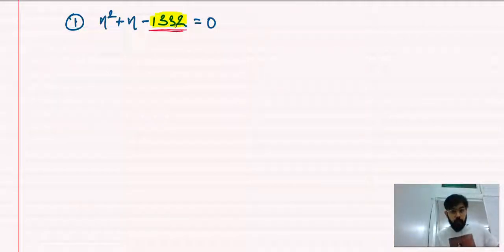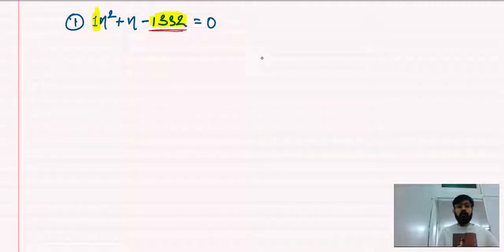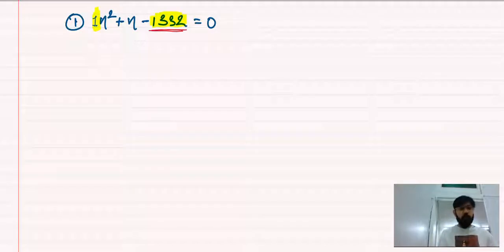The constant term over here is 1332. So you just underline the constant term and consider its sign also. It has a minus sign in front of it. Also figure out what the coefficient of the term with the highest power is, that is the term whose degree is 2. What is the coefficient here? Now here I don't see any number. If there is no number written, that means the coefficient is supposed to be 1. So the coefficient of the term with degree 2 is 1 and the constant term is minus 1332. So first you figure this out.